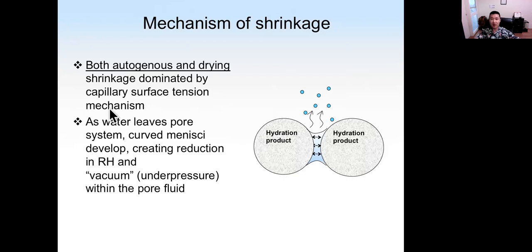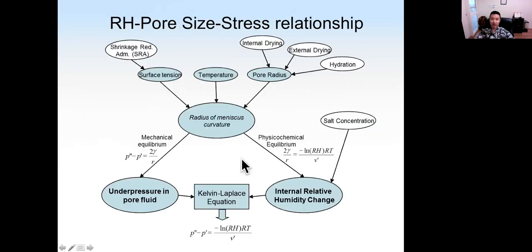All right, so the mechanism of shrinkage. Both autogenous shrinkage and drying shrinkage are dominated by the capillary surface tension mechanism. When the water leaves the pore system, curved menisci will develop. That will create a reduction in relative humidity and a so-called vacuum, which is an under pressure within the pore fluid.